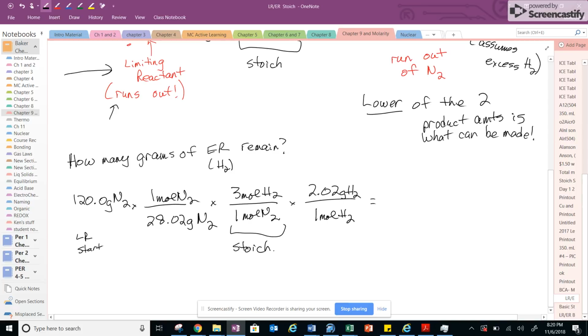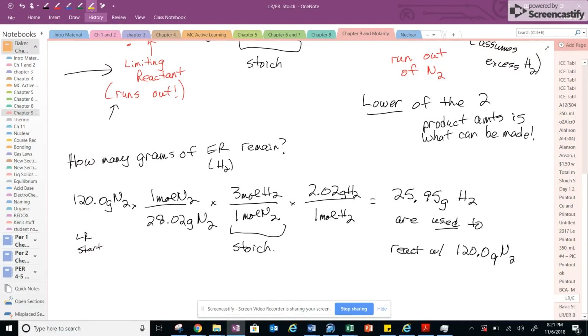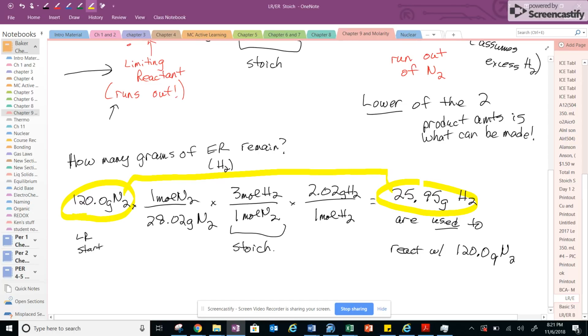So if we go ahead and do the math on this one, this means that 25.95 grams of hydrogen are used to react with 120.0 grams of nitrogen. So that's what that means here. This many grams of nitrogen needs this many grams of hydrogen to react because of the coefficients in our balanced equation. We know for every 3 moles of hydrogen, we need 1 mole of nitrogen.